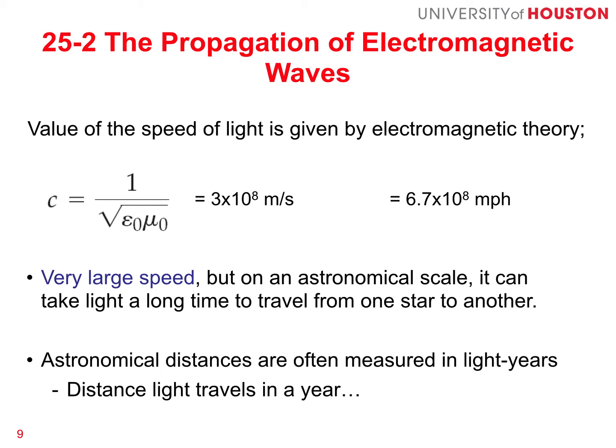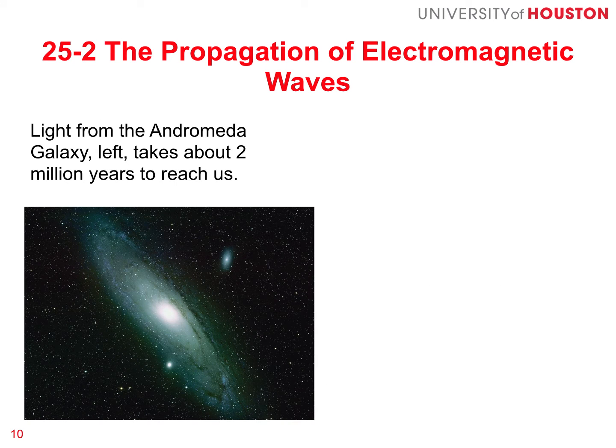To give you some better idea of these distances, it takes about 8 minutes for light to travel from the Sun and reach the Earth. Light from the Andromeda Galaxy, which is the nearest large galaxy to our galaxy, the Milky Way, takes about 2 million years to reach us. This means that when we see the Andromeda Galaxy in the night sky, we are actually seeing the galaxy as it was 2 million years ago.